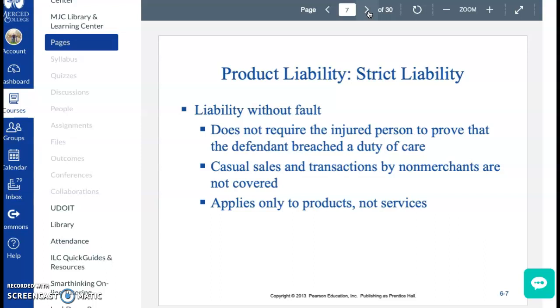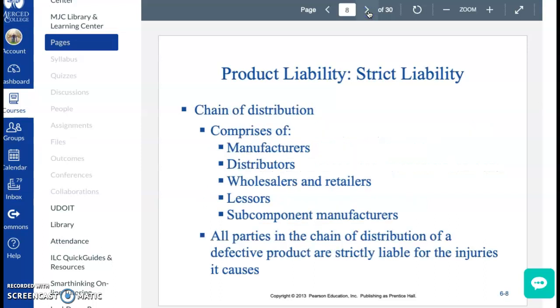Casual sales, so say someone that sells on eBay or at a garage sale, are not covered under strict liability for products liability. The chain of distribution, as we said, is manufacturers, distributors, wholesalers and retailers, lessors, or subcomponent manufacturers. So they make smaller parts for the whole product. All parties within this chain are strictly liable.